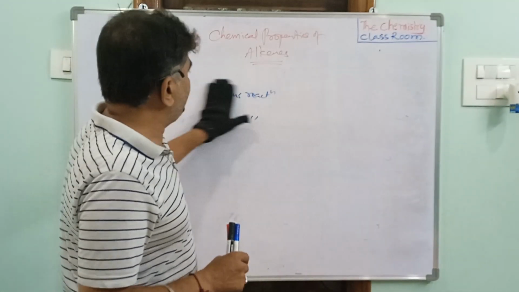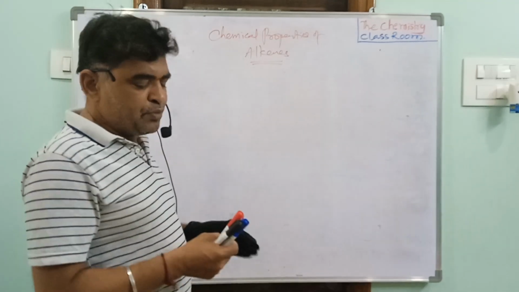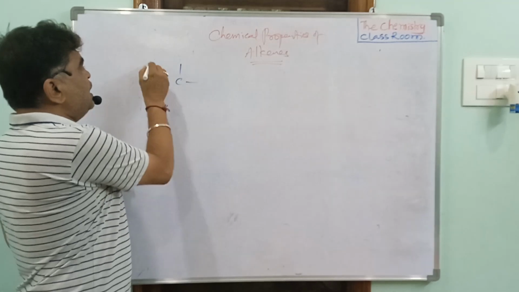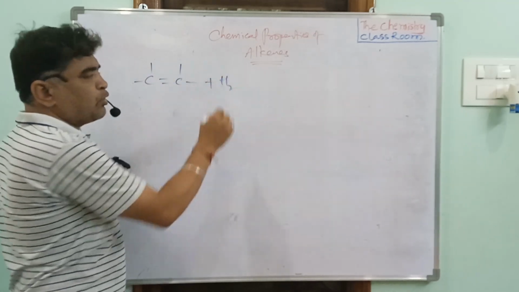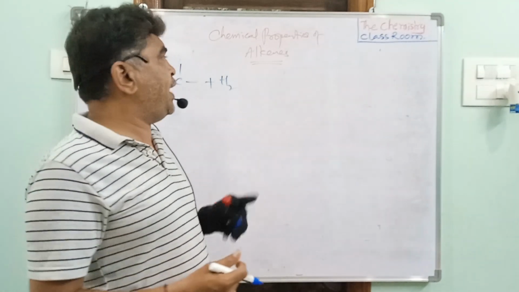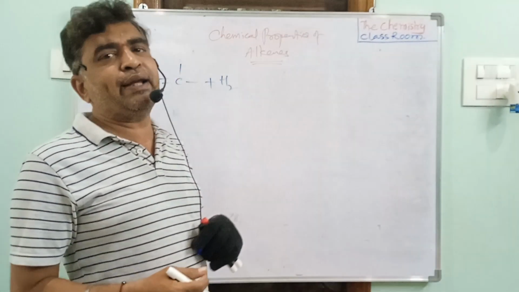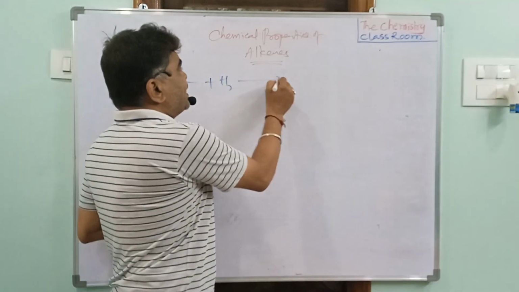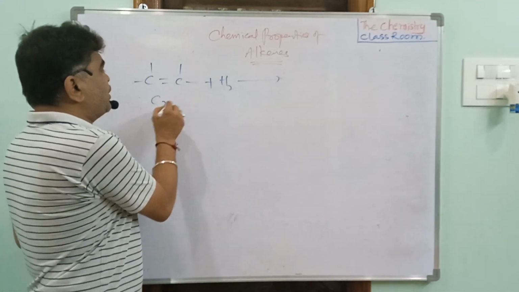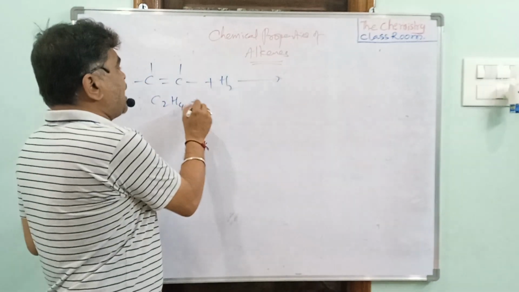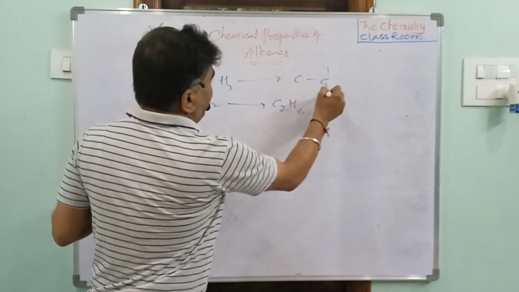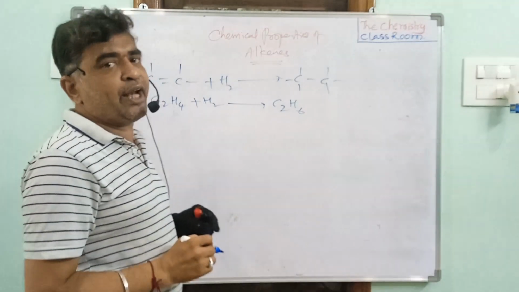First, I am discussing the free radical addition reaction. For an alkene compound, I am taking the example of ethene. This ethene I am reacting with hydrogen, in the presence of nickel, platinum or palladium, whatever you take. The hydrogen is added to the alkene to form the saturated compound, an alkane. Why? Because the alkene is C2H4, and adding hydrogen, you form C2H6, the saturated alkane.